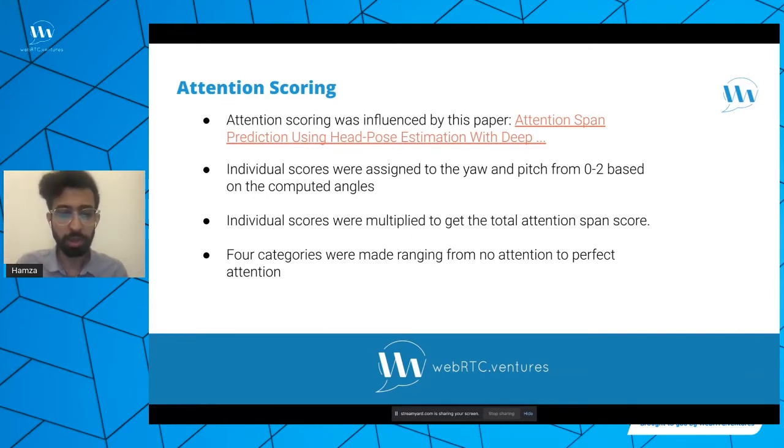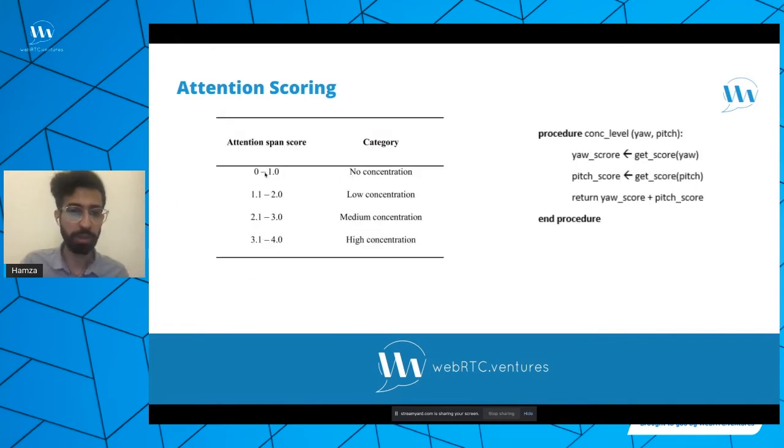So you can play around with these categories and this algorithm part, where you can make it more strict or more loose when it comes to giving you an attention score metric. We basically made 4 categories: 0 to 1, no concentration; 1.1 to 2, low concentration; 2 to 3, medium; and then 3 to 4, high concentration.